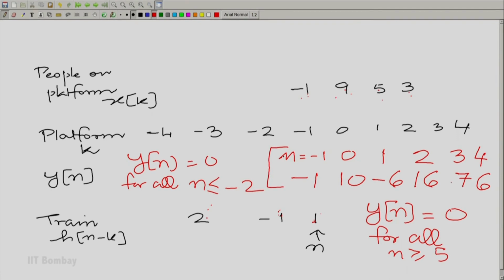It is only in the region between minus 1 and 4 that you have an output. You see, it is only in that region that there can be a handshake. Otherwise, for each person inside the train, there is nobody outside on the platform, and for each person on the platform, there is nobody inside the train, beyond 4 here and before minus 2 there. I hope all of you have understood this train platform analogy.